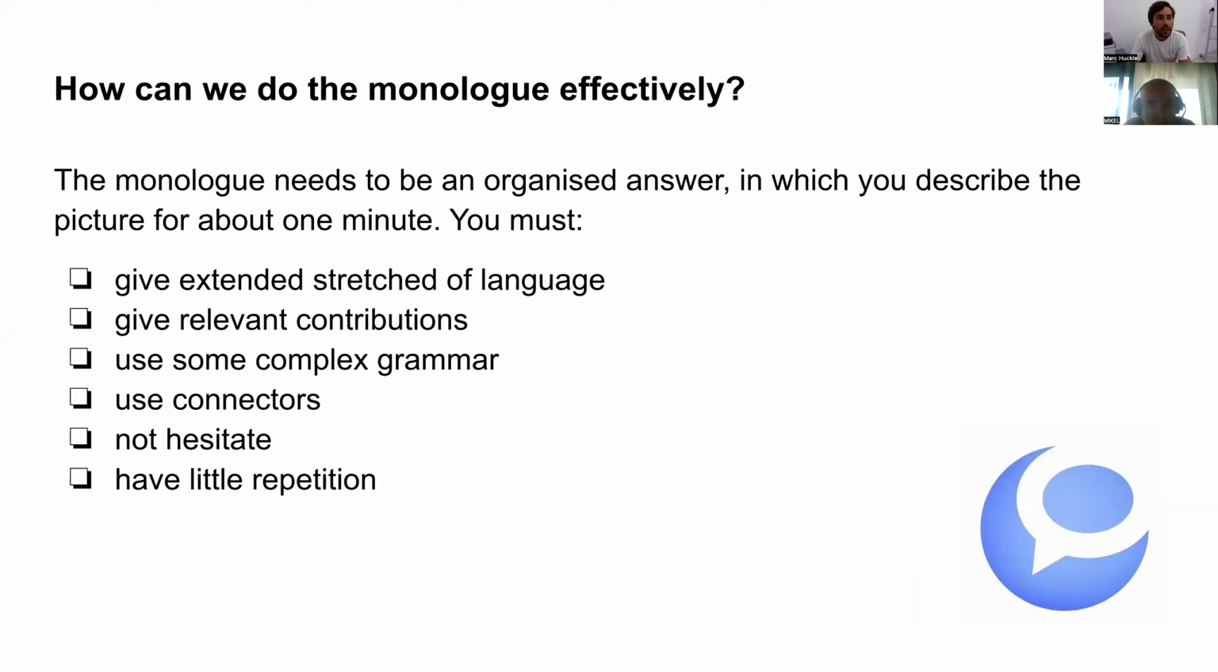So, how can we do the monologue effectively? Simply, the monologue needs to be an organized answer in which you describe the picture for 1 minute. You must give extended stretches of language, not just short phrases. You cannot say, there is a man, he is walking, there is a dog, there is a bug. It's too short, you need to extend. You must give relevant contributions. Only say things that are relevant to the topic.